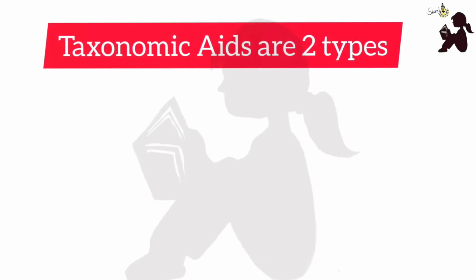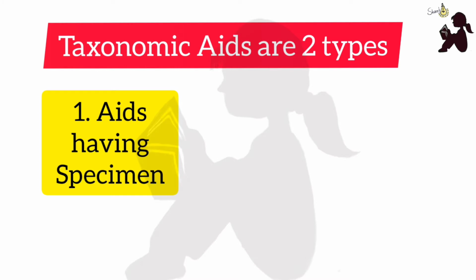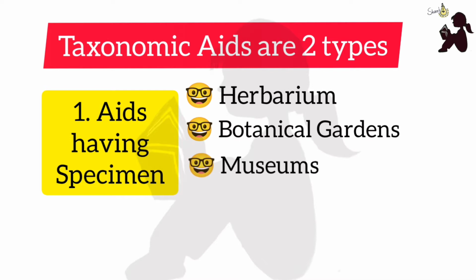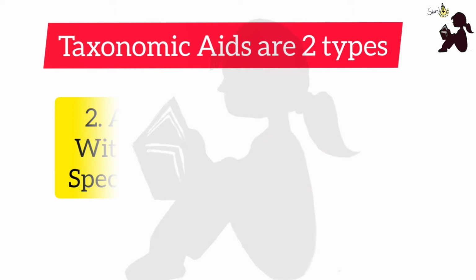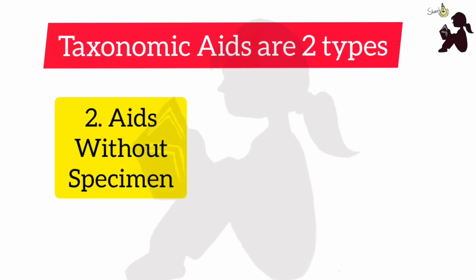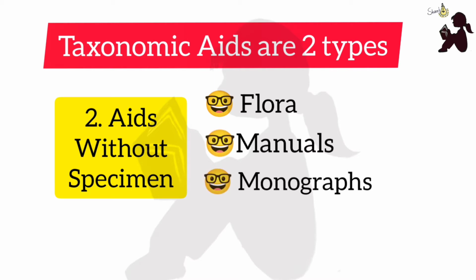Taxonomic aids are generally of two types. Number 1, aids having specimen. For example, herbarium, botanical gardens, museums, zoological parks and key. Second is aids without specimen. For example, flora, manuals, monographs and catalogs.